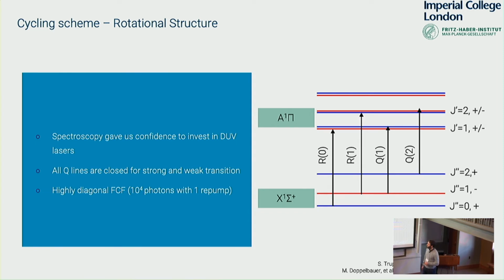Compared to the other molecules, like calcium fluoride and strontium fluoride, in this case all Q lines are rotationally closed. And we can use the R and P lines for optical pumping to enhance the population in this J equals 1 state. So you're not limited to a single transition anymore. You can have any Q line you want and use the other lines to enhance your signal in the J equals 1. We also measured different Franck-Condon factors, and we can nicely scatter about 10,000 photons with only a single repump.